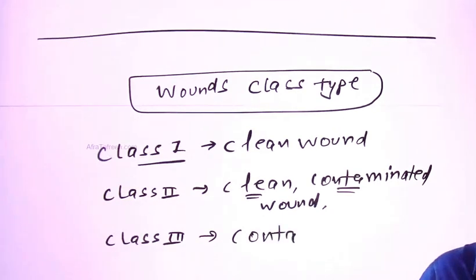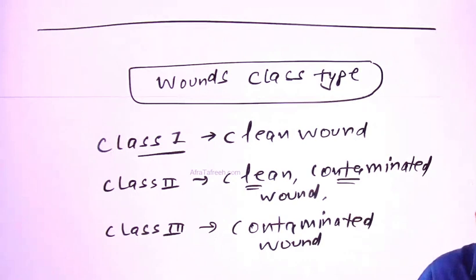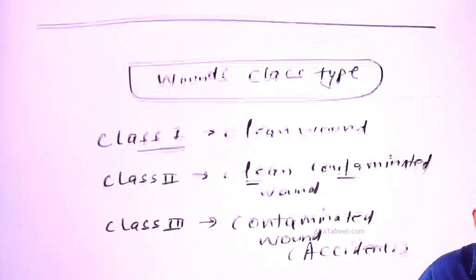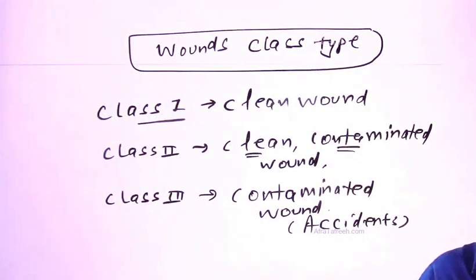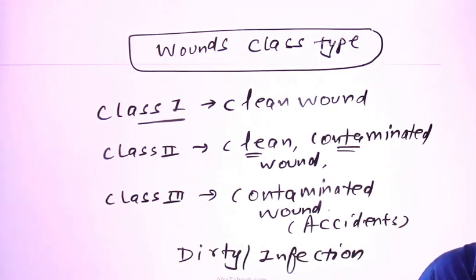Contaminated. Class 3 is the contaminated wound. It is contaminated when there is any accidental wound, or if there is any major break in the sterile techniques which you are following. That will lead to this contaminated wound. So contaminated wound, you remember, mostly associates with accidents and all. And there is one more class, that of dirty and infected wound, which comes under class 3 only.